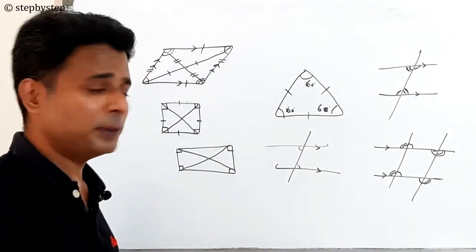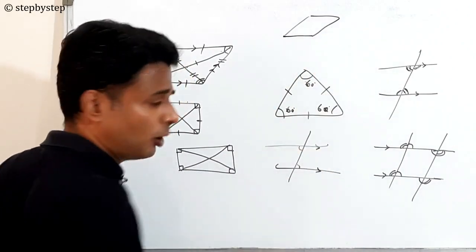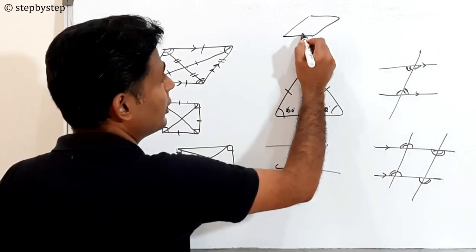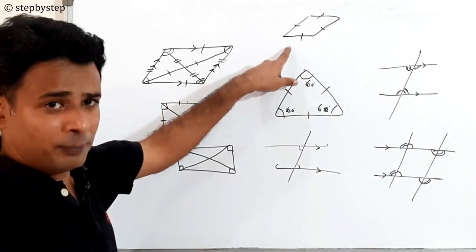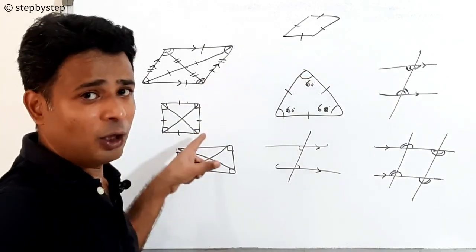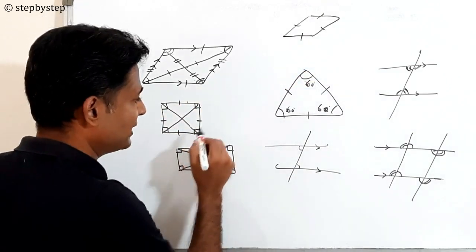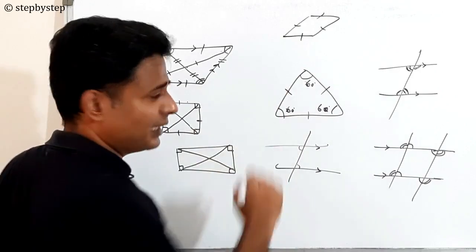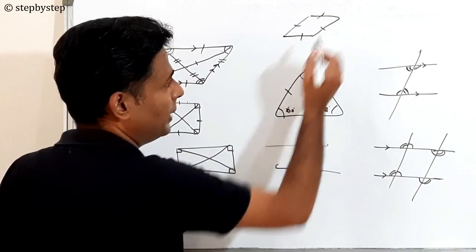And the last kind of special parallelogram, rhombus. If you remember, what is a rhombus? It is a parallelogram in which all sides are equal. So a square is also a rhombus, remember. But all rhombuses are not squares. When does a rhombus become a square? When angles are 90 degrees. Otherwise, it's not necessary for a rhombus to have a 90-degree angle, but all four sides will be equal.